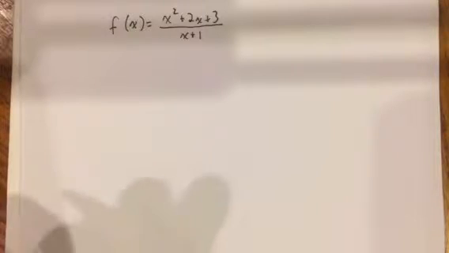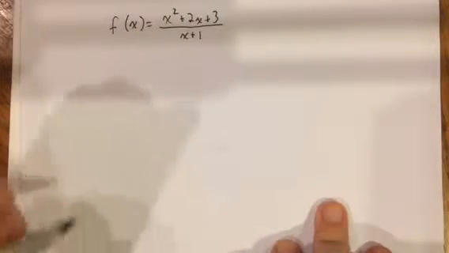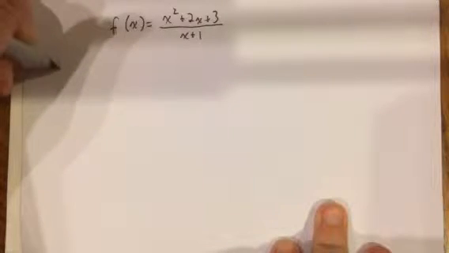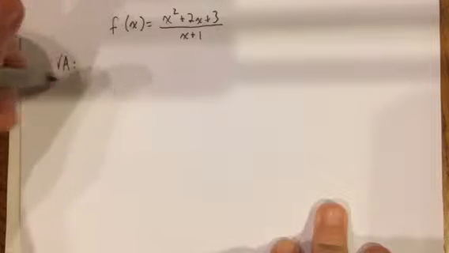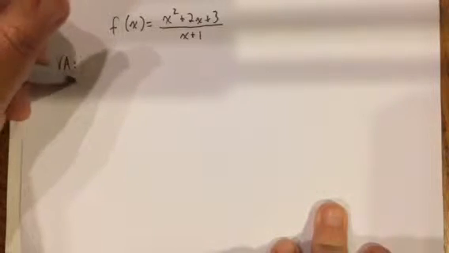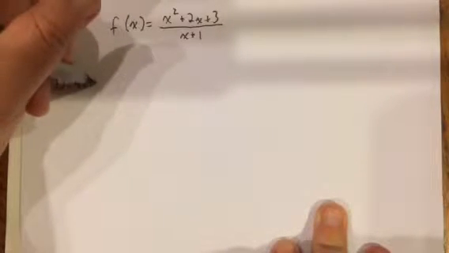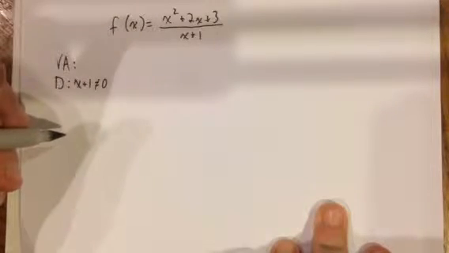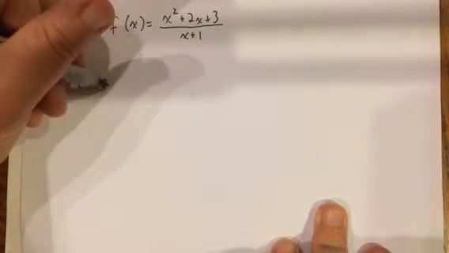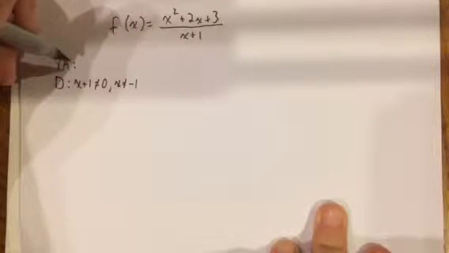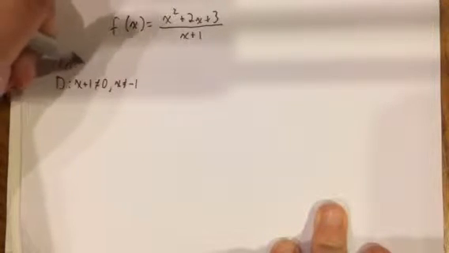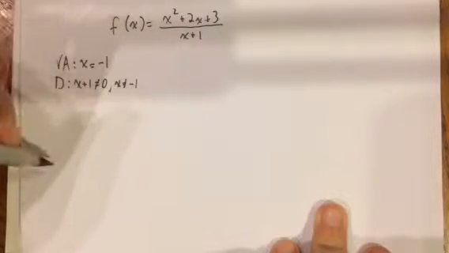Okay, so let's try to graph this one: x squared plus 2x plus 3 over x plus 1. Again, I'm going to start by finding my asymptotes. So my vertical asymptote is again related to my domain. I don't want x plus 1 to equal 0 because I can't have 0 in the bottom of a denominator. So my domain would be x cannot equal negative 1, whereas my vertical asymptote then would be x equals negative 1.